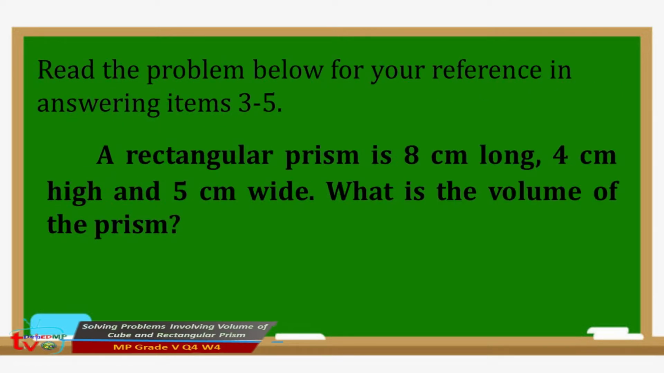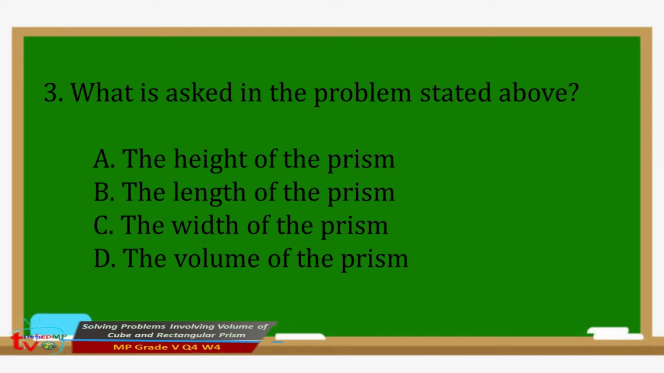Items 3 to 5, you are going to get your answer from this problem. A rectangular prism is 8 centimeters long, 4 centimeters high, and 5 centimeters wide. What is the volume of the prism? Question number 3. What is asked in the problem stated? A. The height of the prism. B. The length of the prism. C. The width of the prism. And D. The volume of the prism.